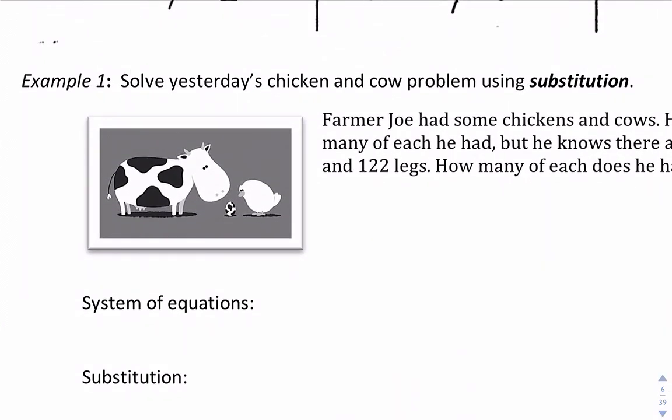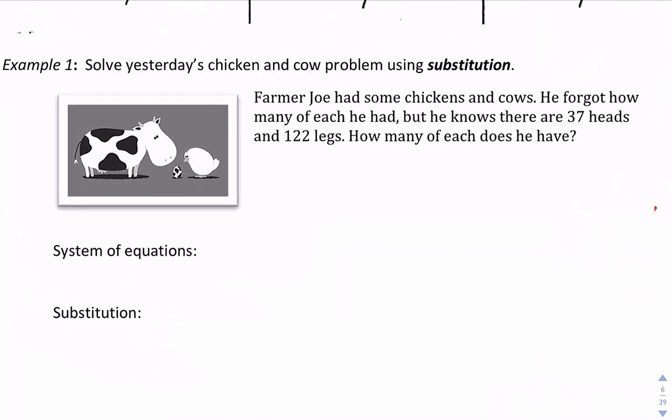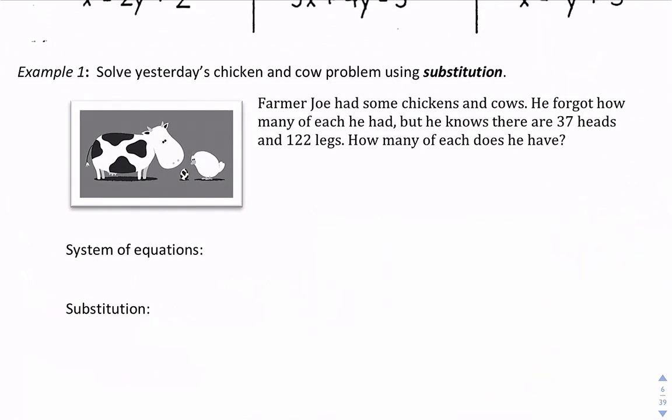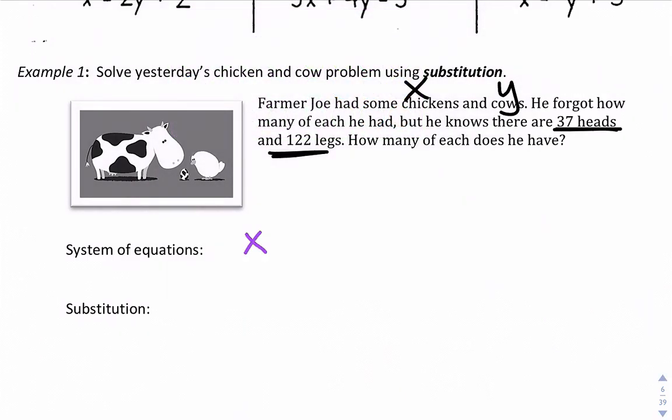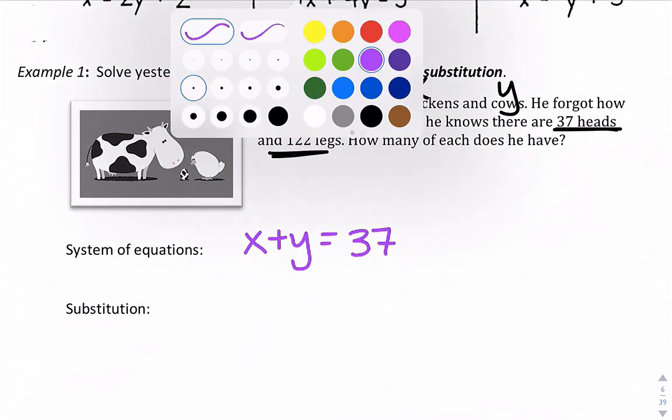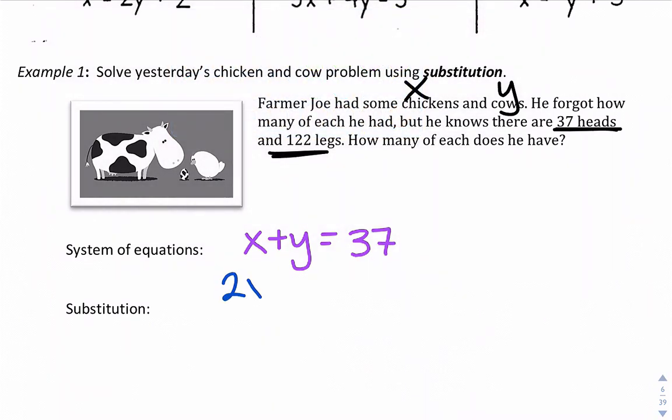If you recall, we looked at cows and chickens and how many of each that Farmer Joe had. We called x the number of chickens, y the number of cows, and we knew that altogether they had 37 heads and 122 legs. And so we came up with two equations. The first was for heads, x plus y equals 37. And then we looked at the number of legs. We knew that chickens had 2 legs each, cows had 4 legs each, and altogether they had 122. So this is our system of equations.